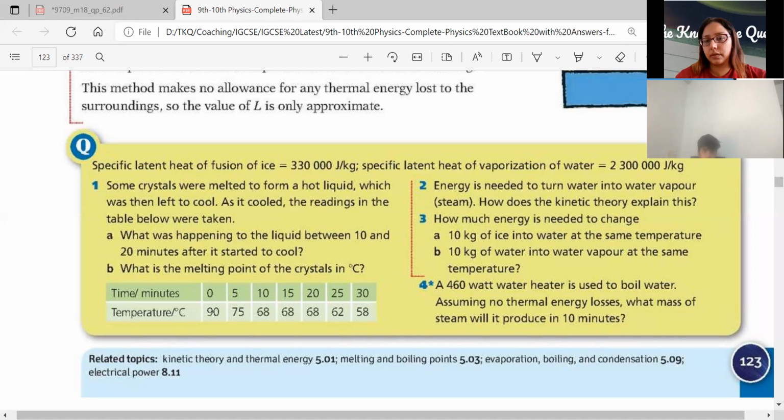What mass of steam? So we need 2,300 kilojoules for 1 kg. What do we have? 1 second.